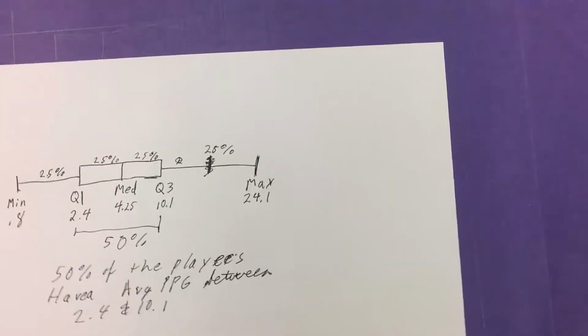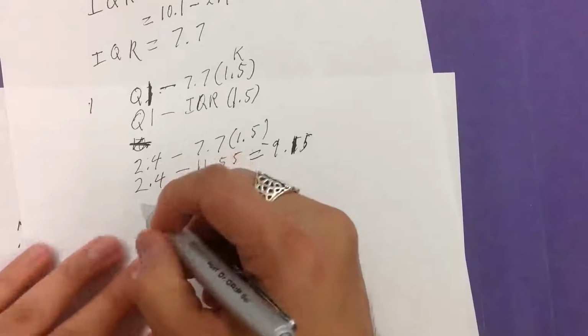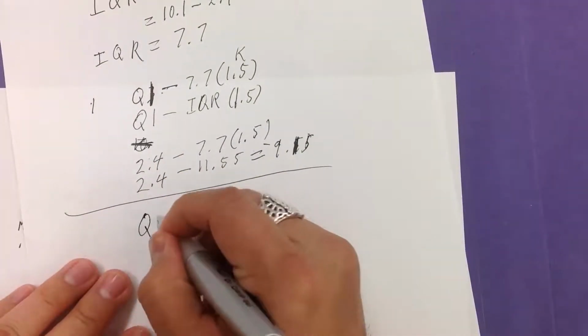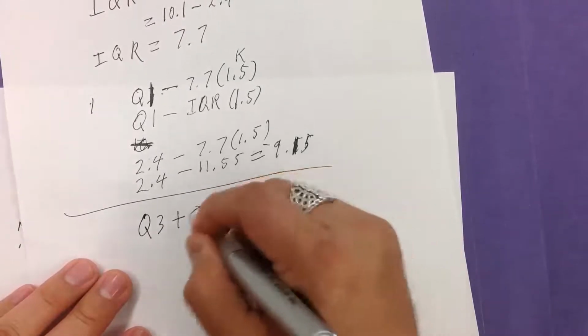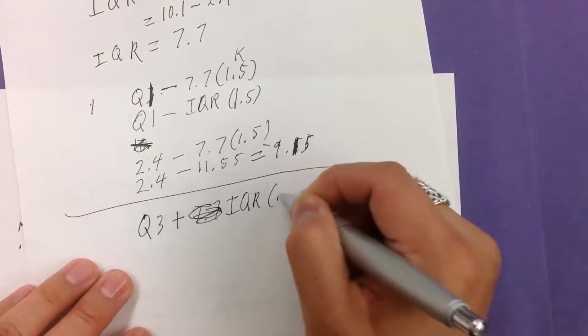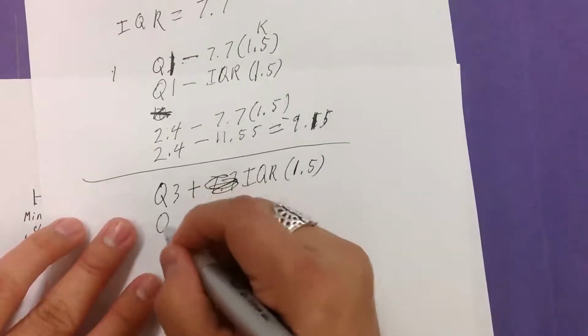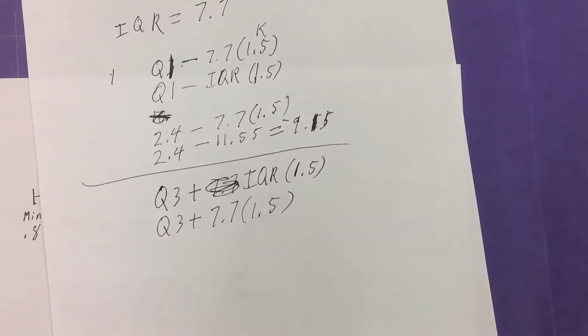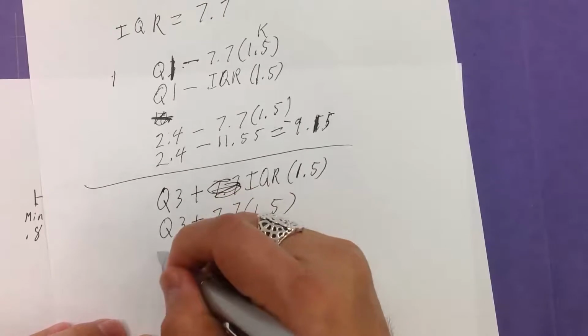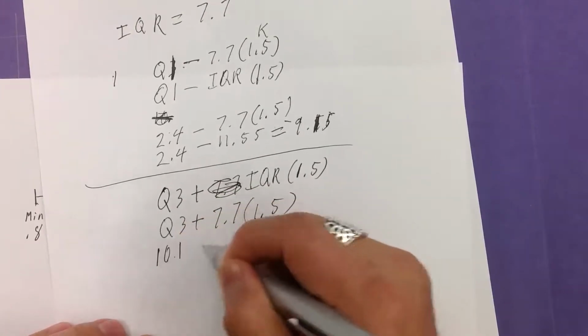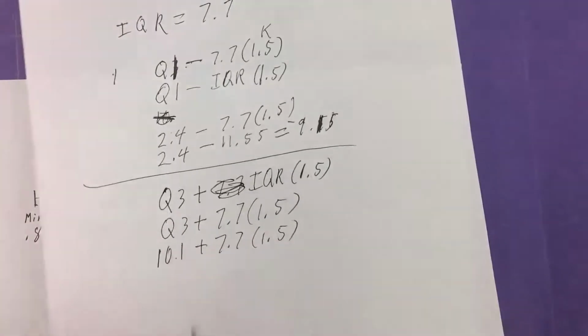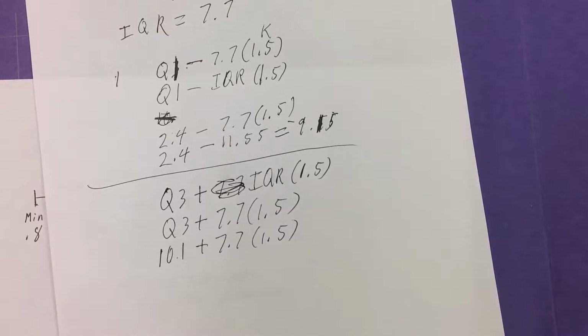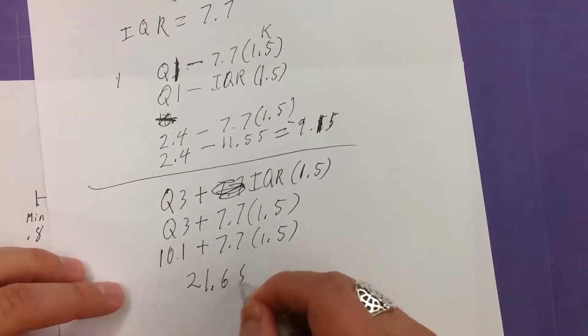But what about over here? Well, we have to do the same thing. To find any outliers on that side, we take Q3 and add the IQR, 7.7, times 1.5. So Q3 plus 7.7 times 1.5. Q3 is 10.1 plus 7.7 times 1.5. That comes up to 21.65.